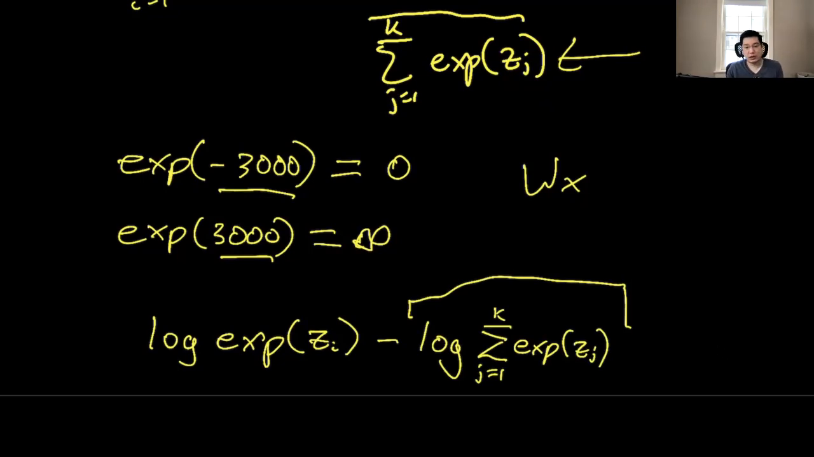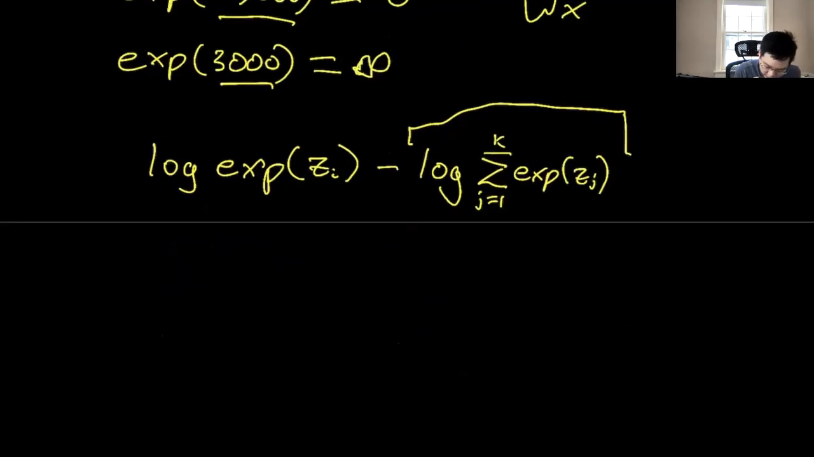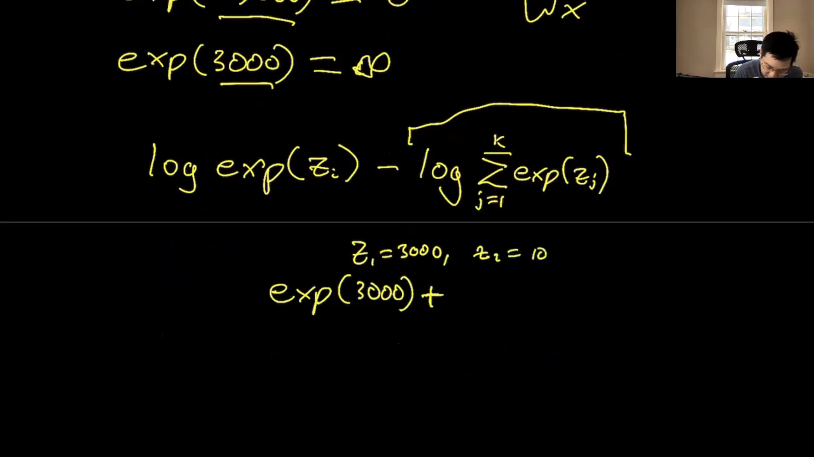Like we want to compute the log so that it's a nice number, right? The log makes it a nice number. But if you compute this naively, directly as it's written on the page, you still get something that goes wrong. So when you compute the inner term, first you compute exp of, say, 3,000, and you want to add them all up. So let's say z1 equals 3,000, z2 equals 10. Let's just say there's two numbers, right? So you add these up and what you get is infinity.